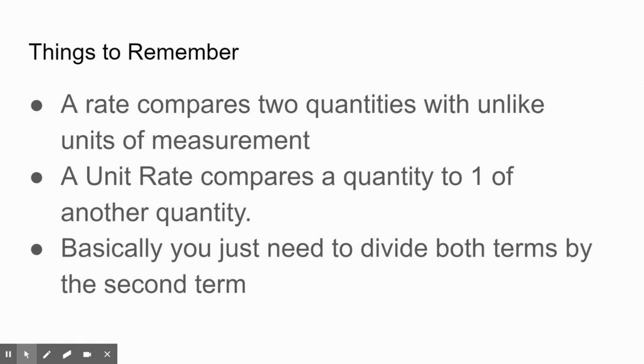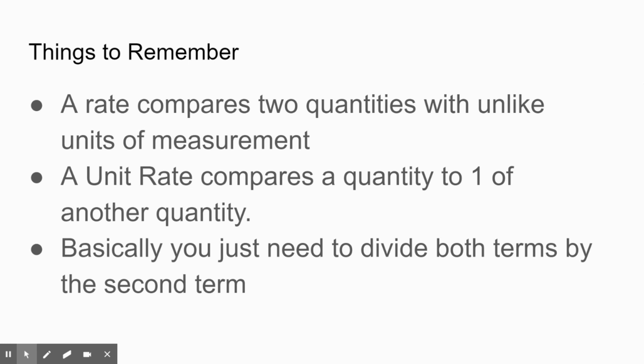So, things to remember from this video. A rate compares two quantities with unlike units of measurement. That basically means that the two things that you're comparing shouldn't have the same units. They could be different objects, like one of the examples we looked at were beans and bags. That's okay. But generally speaking, it's probably going to be something like distance or time or cost.